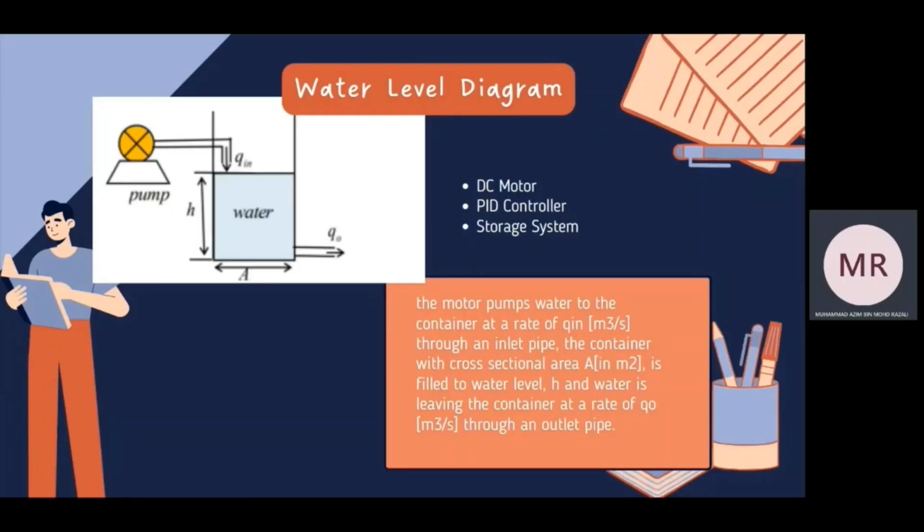Okay, first of all, let's see our project water level diagram. As you can see here, it contains three parts. The first is the DC motor, the PID controller, and the storage system. And how does this project work? The motor pumps water to the container at a rate of Qin, as shown here, through an inlet pipe. The container with cross-sectional area A is filled to water level H, and water is leaving the container at a rate of Qo through an outlet pipe, which is located here.